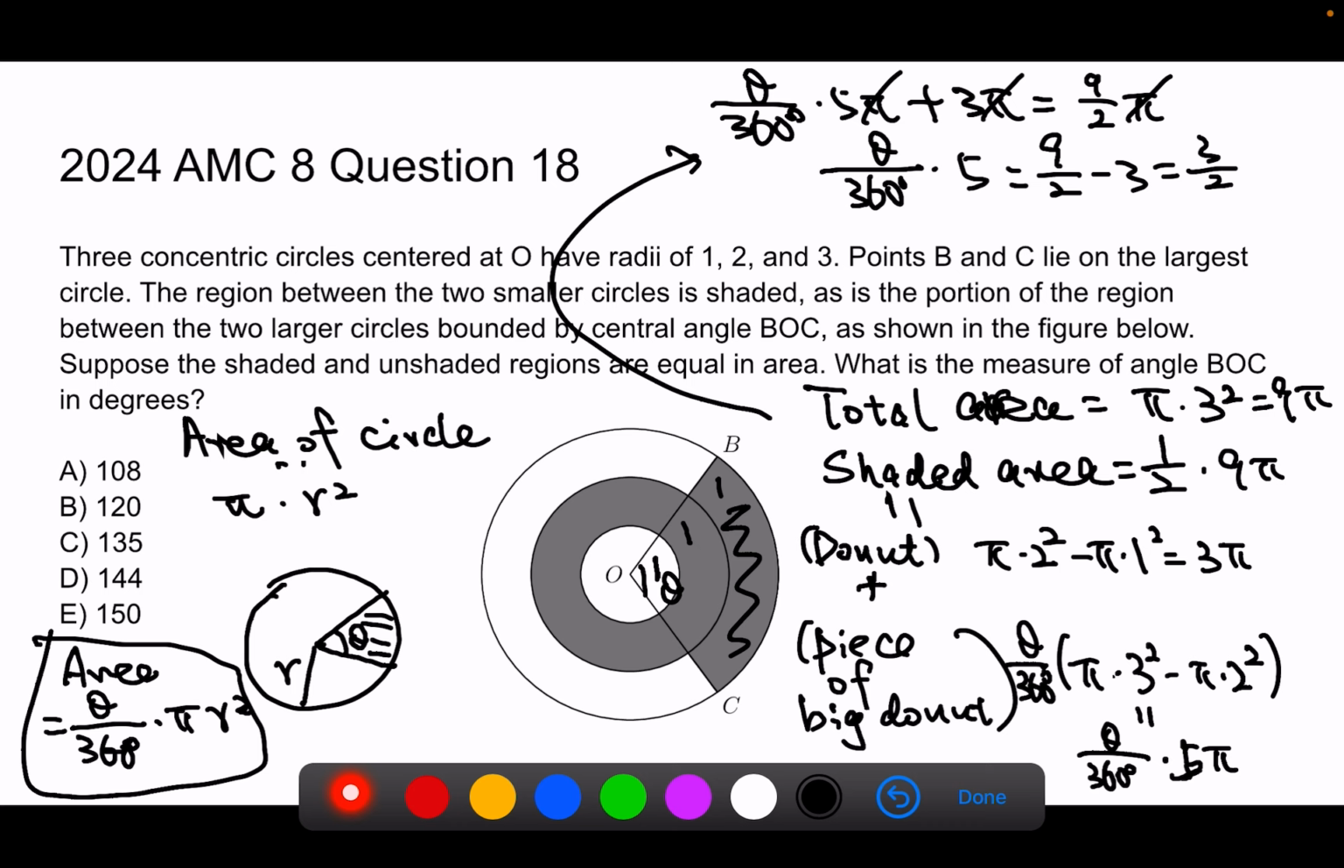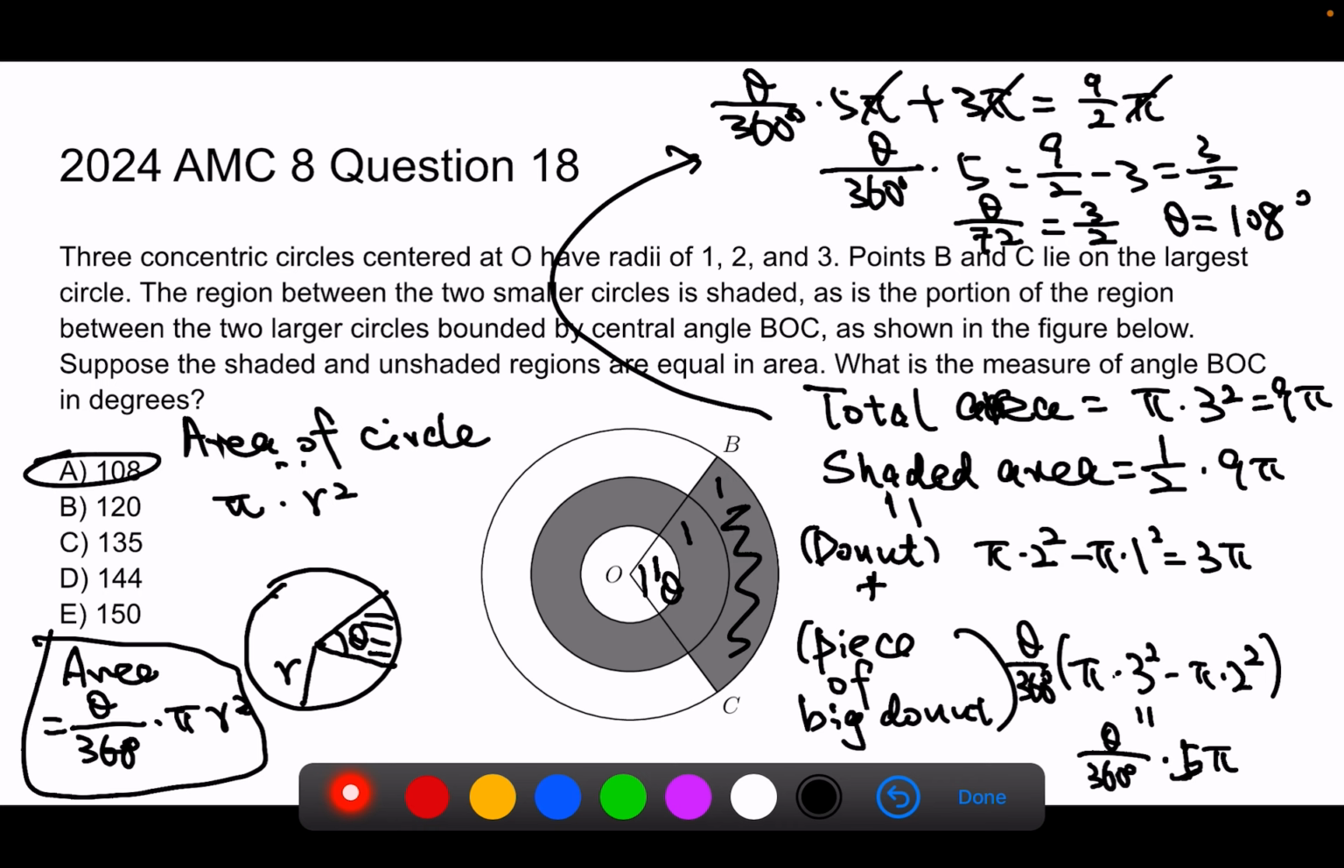And now solve for theta. Simplify it further. 5 and 360, you can cancel it, you will get 72. So this is actually theta over 72 equal to 3 over 2. And you can find theta equal to 108 degrees. So the answer is A.